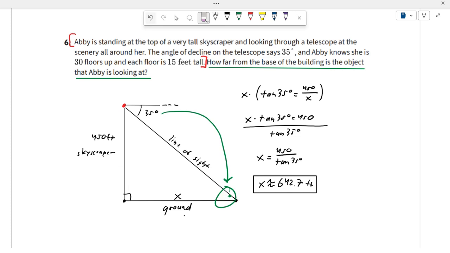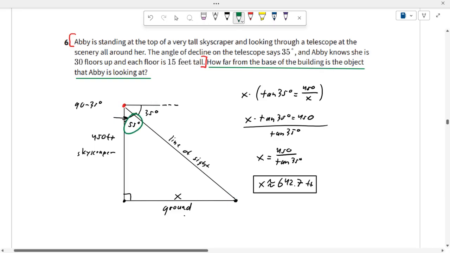You can also solve this question without dealing with the angle of elevation, and you can recognize that this angle here is 90 degrees, which means this angle here has to be 90 minus 35, and 90 minus 35 is 55, so this angle is 55 degrees. And now if you wanted to, you could solve the triangle using that angle as a reference. So just to be clear, we are using the 55 now. The line of sight is still the hypotenuse. The ground is now the opposite. The 450 is the adjacent.